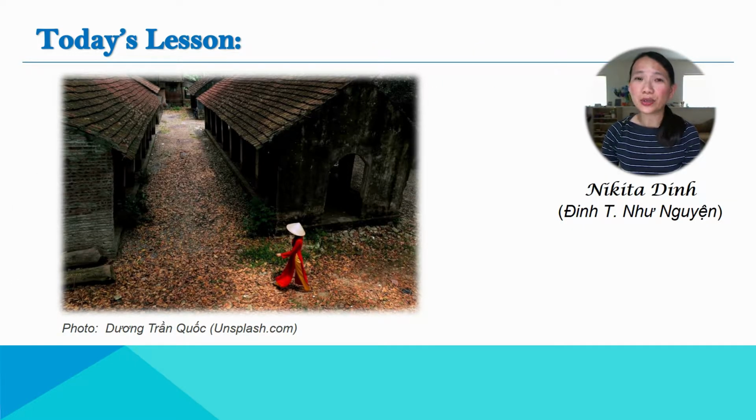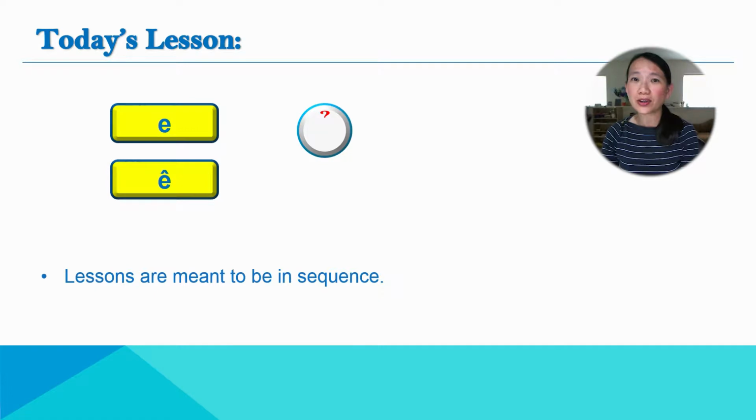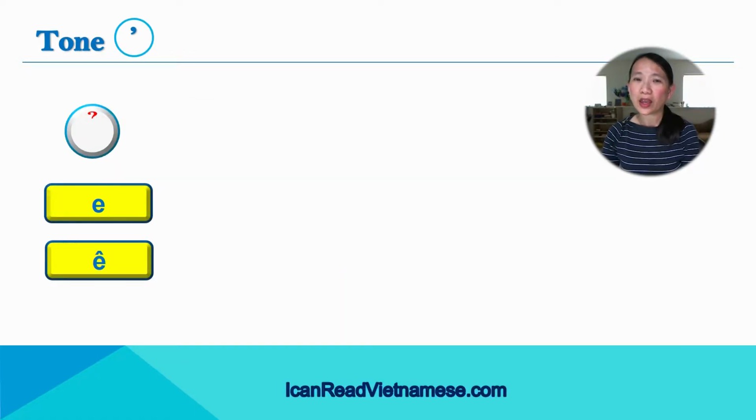Today we'll continue to read with two more rhymes, e and ê, and another tone, hỏi. We practice what we've learned previously as well. These lessons are meant to be in sequence. Let's start with the tone.